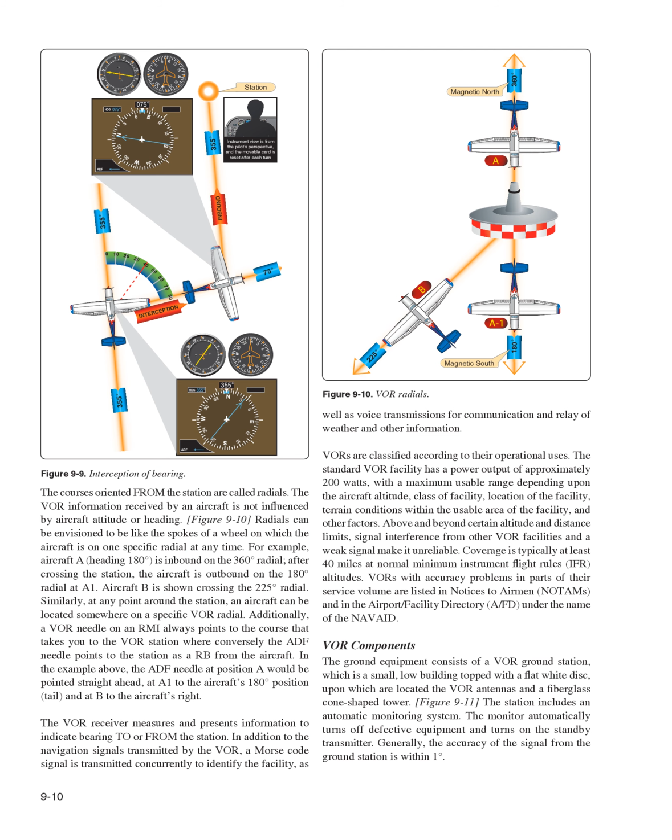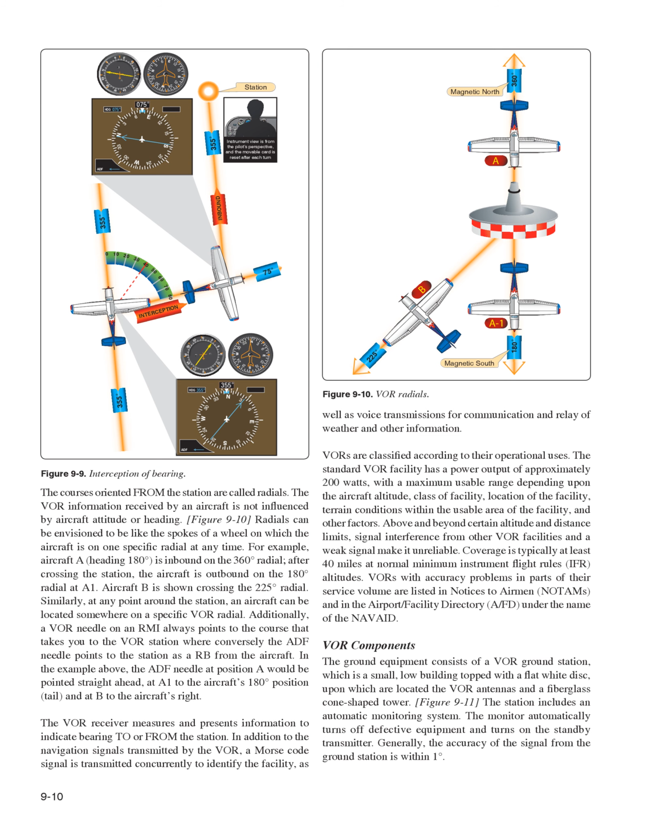The VOR receiver measures and presents information to indicate bearing to or from the station. In addition to the navigation signals transmitted by the VOR, a Morse code signal is transmitted concurrently to identify the facility, as well as voice transmissions for communication and relay of weather and other information. VORs are classified according to their operational uses.